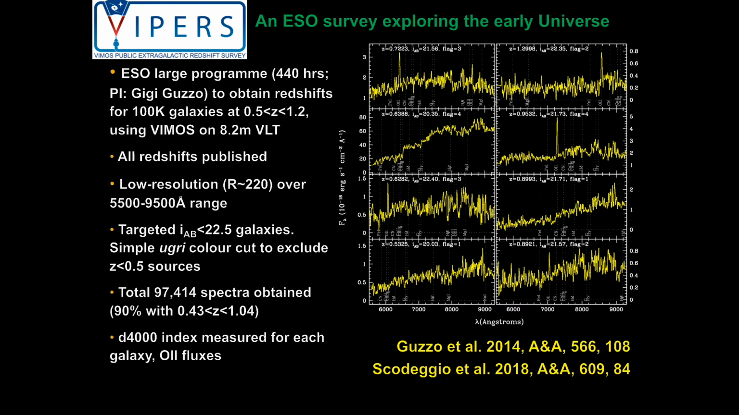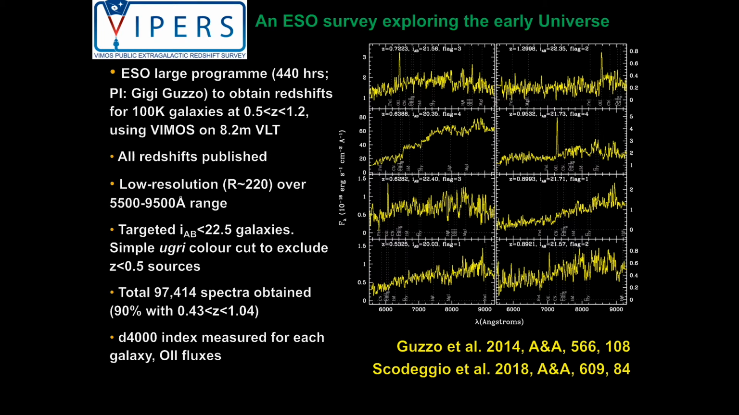With this in mind, IPERS, the VIMOS Public Extragalactic Redshift Survey, was developed as an ESO public spectroscopic survey with the aim of obtaining 100,000 galaxies at redshifts between 0.5 and 1.2 using 440 hours of VIMOS time on the VLT. The low-resolution red GRISM was used, giving a resolution of 220 over wavelengths between 5,500 and 9,500 angstroms. Galaxies brighter than I of 22.5 were targeted, and a simple UGRI color cut used to exclude sources with redshifts below 0.5. In total, 97,414 spectra were obtained, and the D4000 index measured for each galaxy with reliable redshift, along with their O2 fluxes.